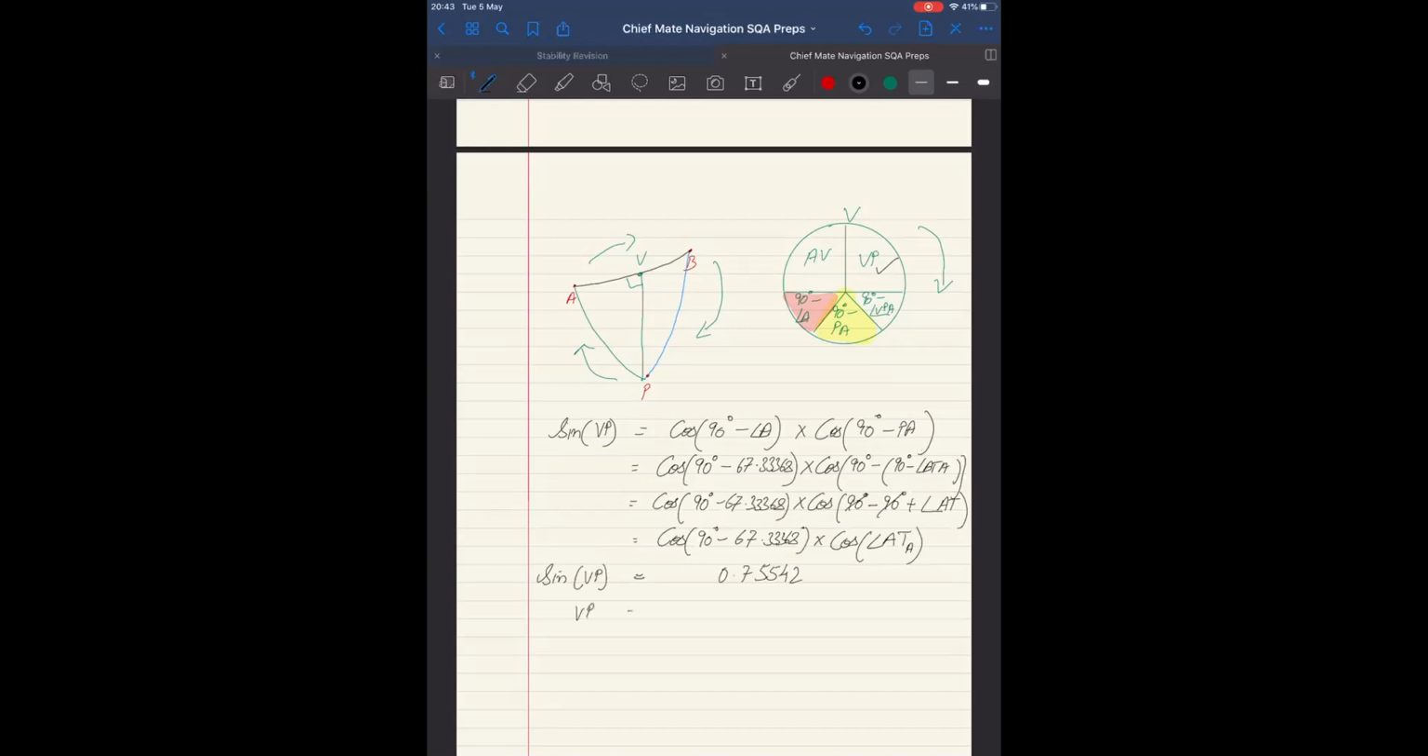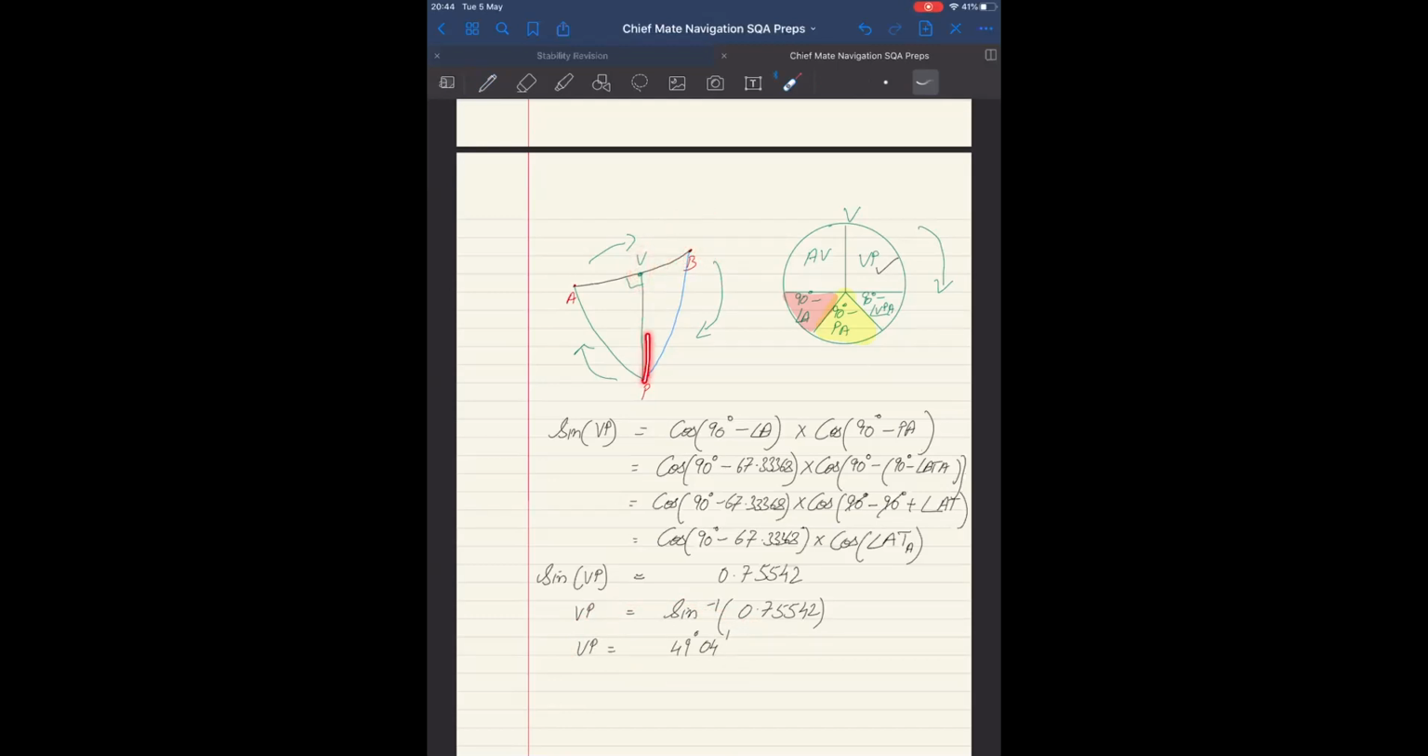So VP will be equal to sine inverse of 0.75542, which will give me 49 degrees 04 minutes. And this value is rounded off to the nearest minute. Latitude is rounded off to the nearest minute. Now VP is this distance which is measured from the pole, but we need to give the position of V, which is the latitude and longitude.